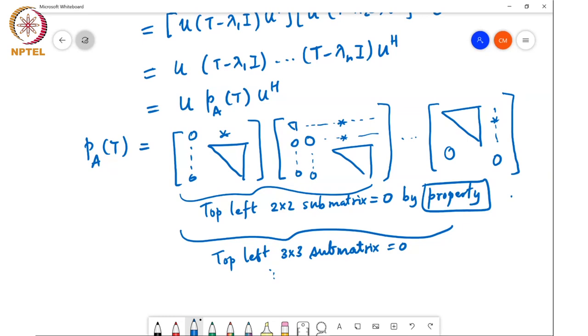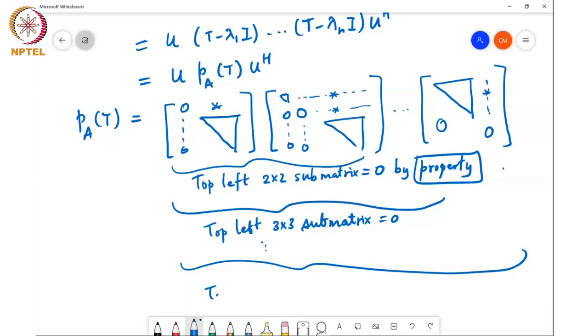And so if you multiply all of these together, the top left n×n is 0, or p_A(T) is the 0 matrix. And so that proves the result. So I'm a bit over time, so we'll stop here.